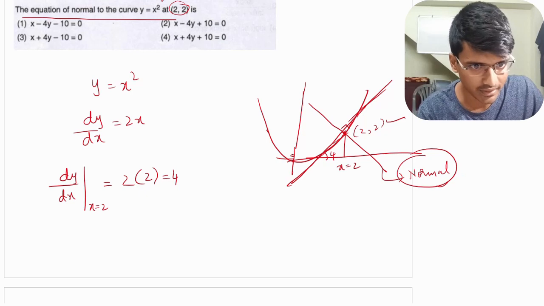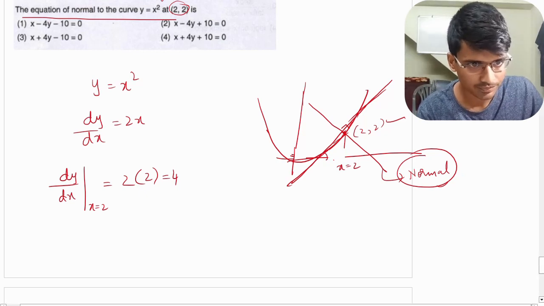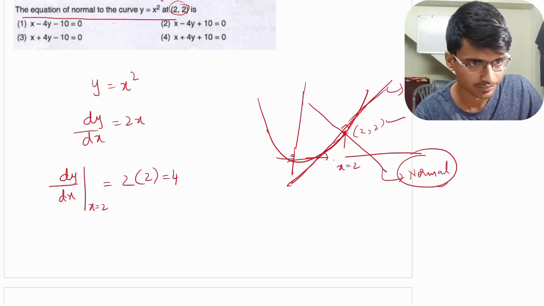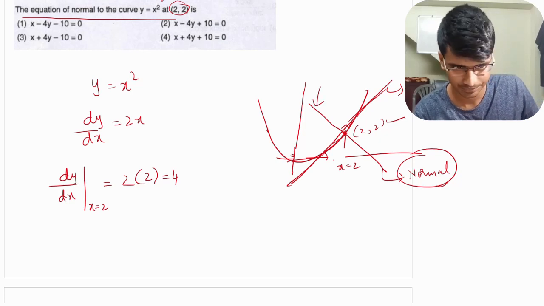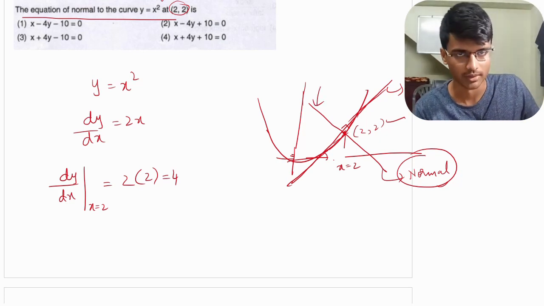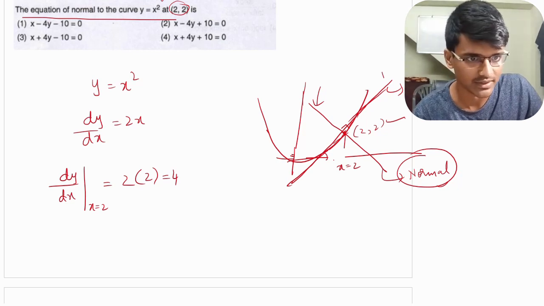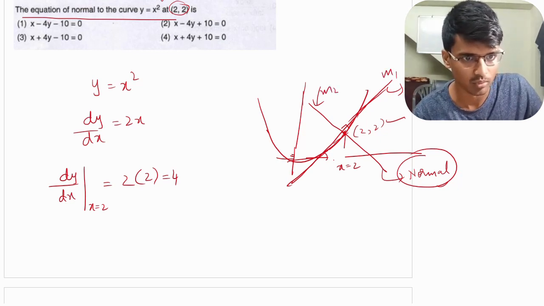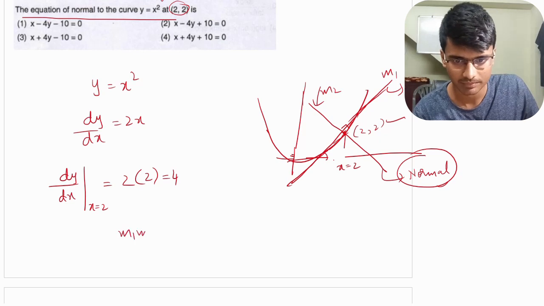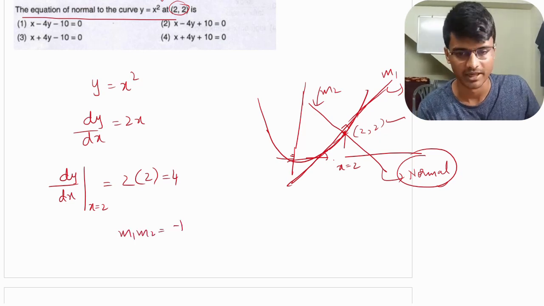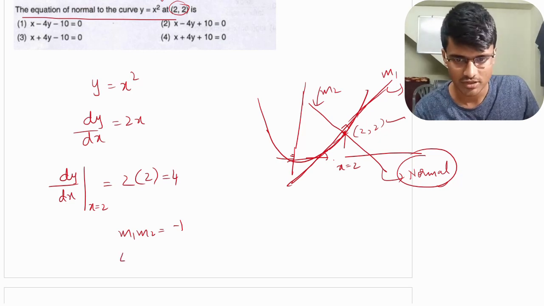But I need the slope of the normal, not the slope of the tangent, which is 4. These two lines are perpendicular. That means if I take this as m1 and this as m2, what will be m1 times m2? It will be minus 1, right? Because the product of slopes of perpendicular lines is minus 1. So m1 is 4, m2 is unknown, the product is minus 1. So m2 will be minus 1 by 4.